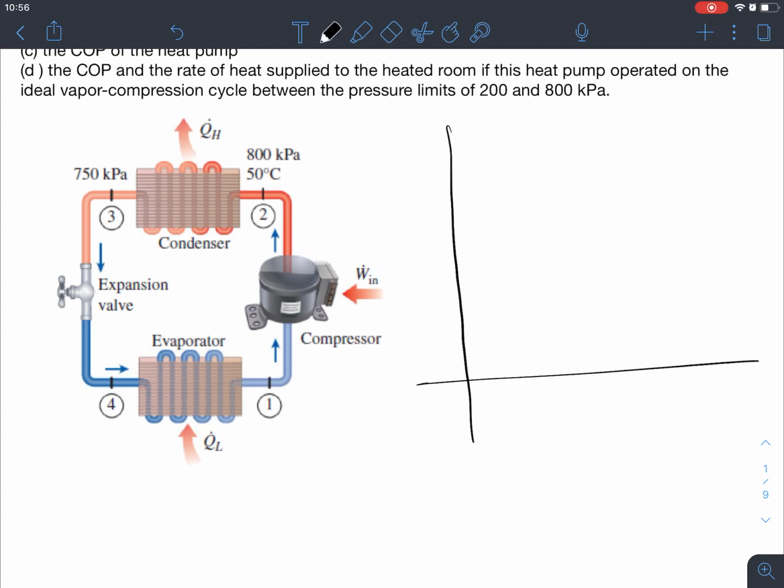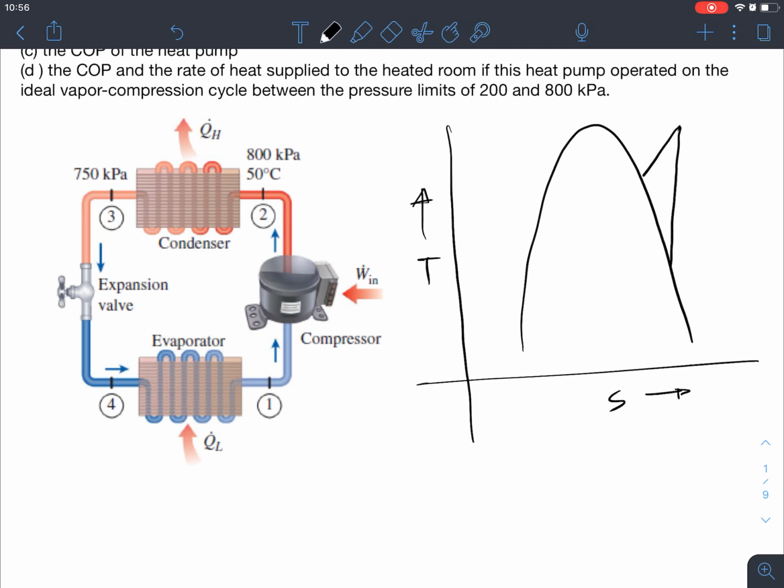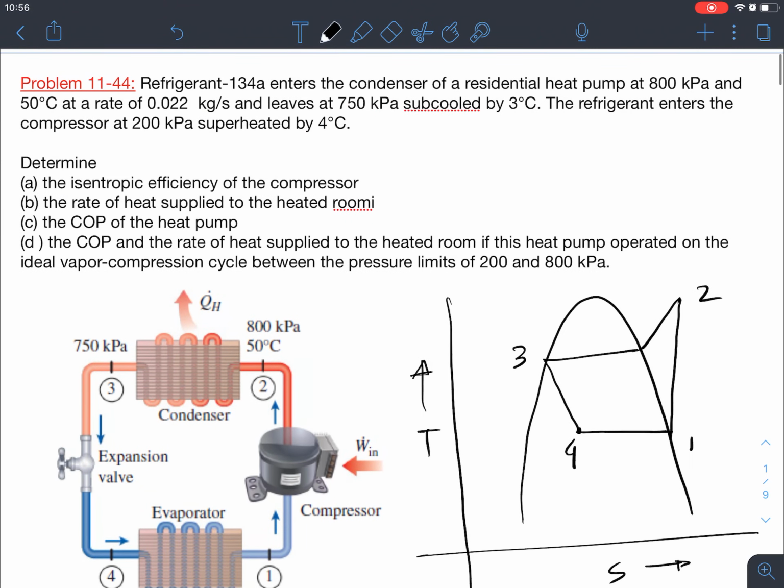So this would be the TS diagram. In this TS diagram we know the ideal refrigeration cycle and also the actual refrigeration cycle. The ideal refrigeration cycle would be something like this: 1 to 2, a constant pressure line here, then the expansion valve, 3 to 4, and then 4 to 1, basically this. So this would be the ideal cycle.